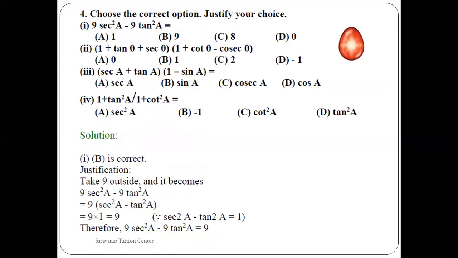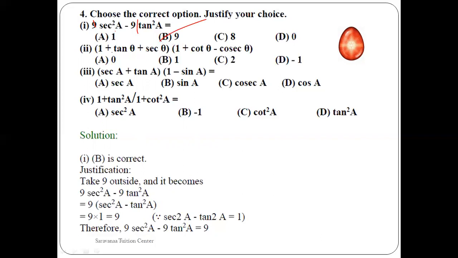Moving on to the next question. Choose the correct option. So 9 secant square A minus 9 tan square A equals what? Take 9 as common. Then secant square A minus tan square A equals 1 because it is an identity. So 9 into 1 equals 9.